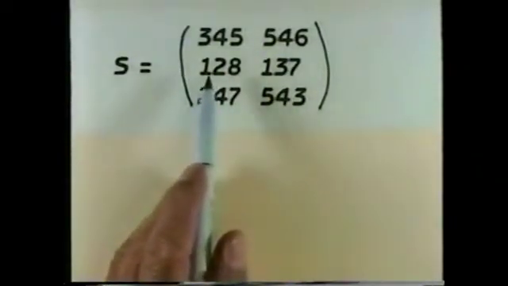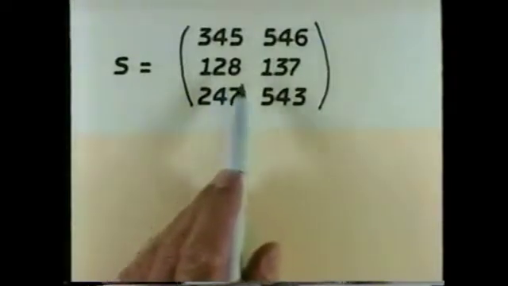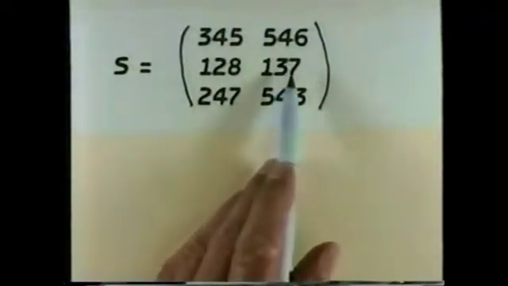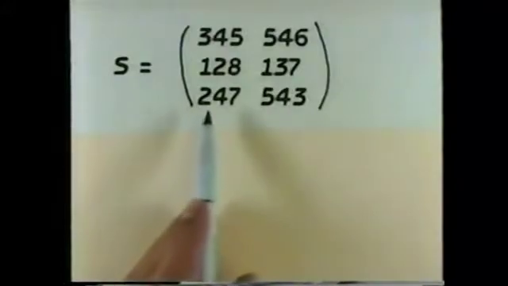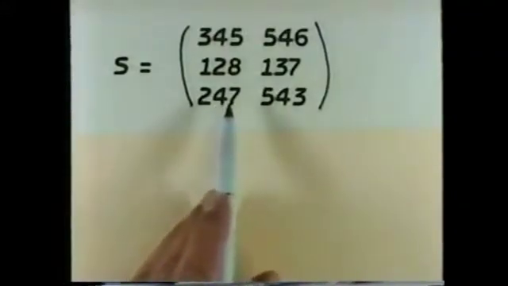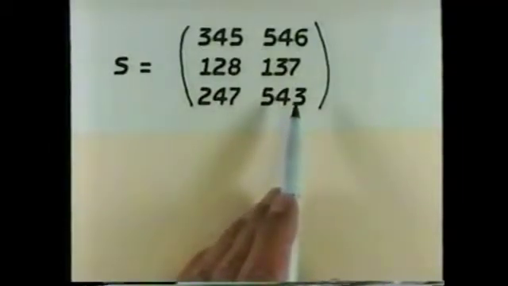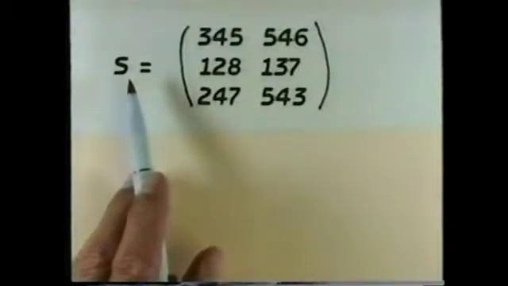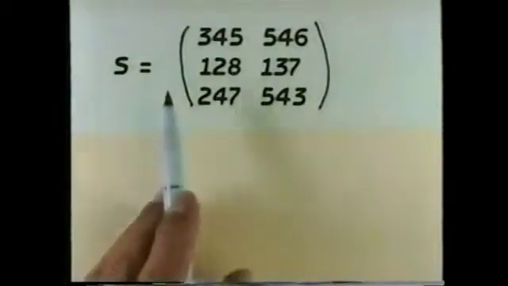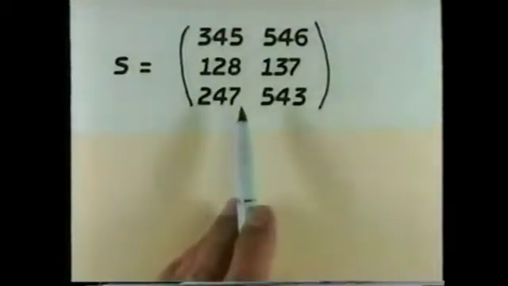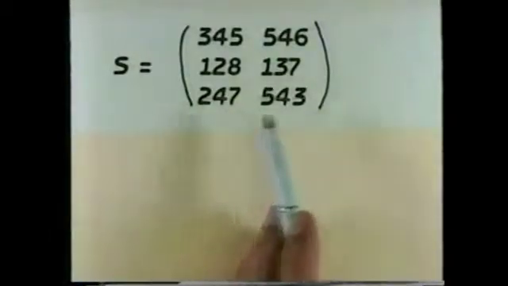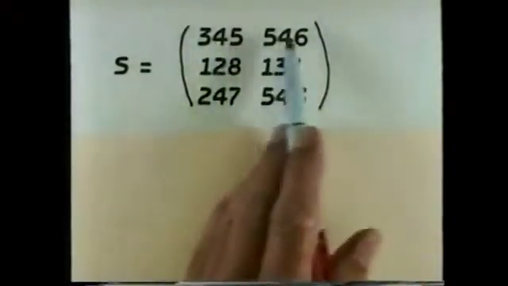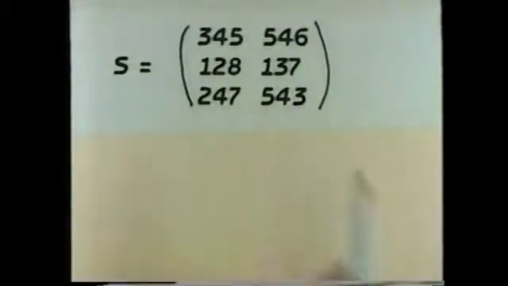Factory 2: 128 units of grade 1, 137 units of grade 2. Factory 3: 247 units of grade 1, 543 units of grade 2. So S tells me the number of units of shoes produced by each of the factories and for each grade. So Factory 1, Factory 2, Factory 3, grade 1, grade 2.